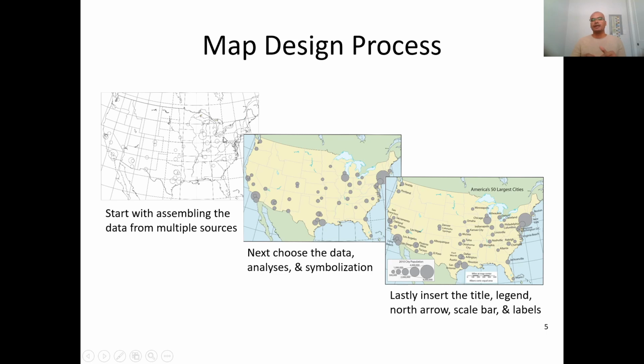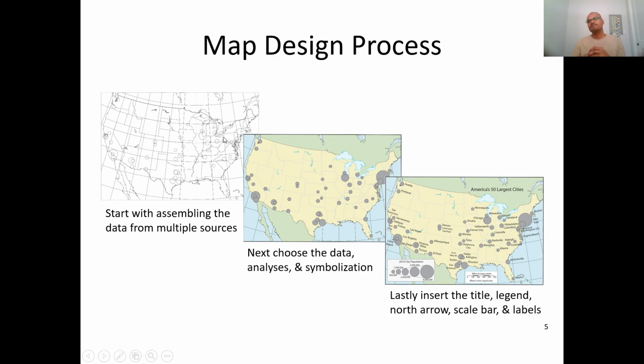So the map designing is a continuous process, and it starts with collection of data or assembling the data from multiple sources. And the next phase is to analyze the data and convert the data into information, and then the information is to be symbolized using appropriate signs and symbols.